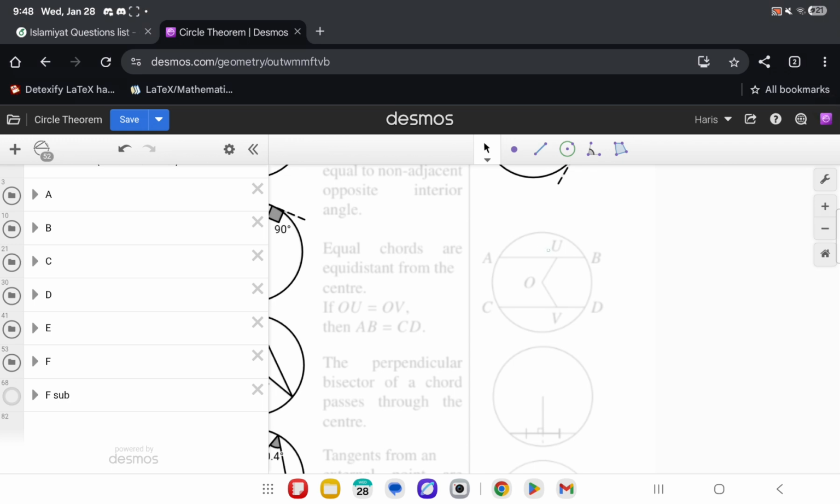If we take AB and just flip it around, you'll get CD. If CD was in some different orientation, then it would be just rotating AB about some angle to get CD. So this is how this rule works: equal chords are equidistant from the center.